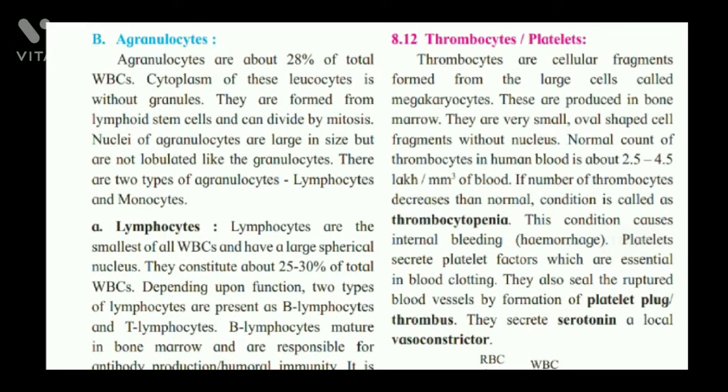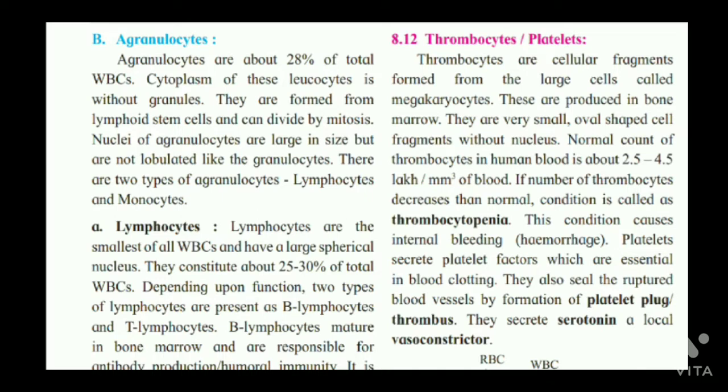Then we come to thrombocytes or platelets. Thrombocytes are cellular fragments formed from the large cell called megakaryocytes. These are produced in bone marrow. They are very small, oval-shaped cell fragments without a nucleus. The normal count of thrombocytes in human blood is about 2.5 to 4.5 lakh per millimeter cube of blood.